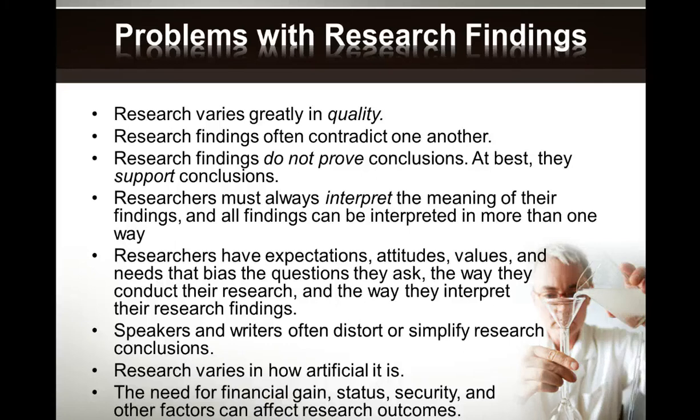So when we say how artificial it is, we mean how much it is like exactly how this would be if it were occurring naturally. And that varies depending on what your research is. The need for financial gain, status, security, and other factors can affect research outcomes. Guys, this is probably one of the most important things. Realize that when people are doing research, they have to be funded. They're not pulling money out of their own pocket.